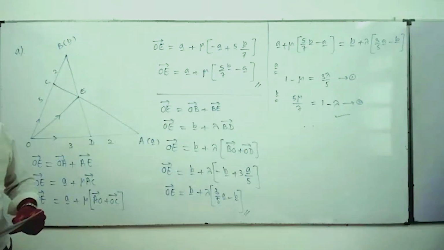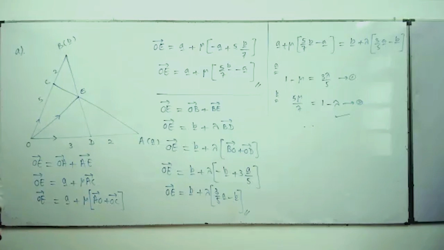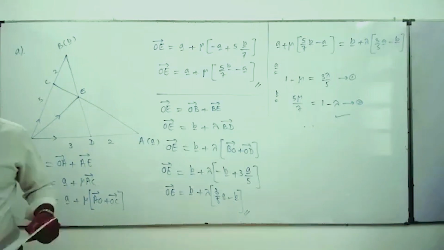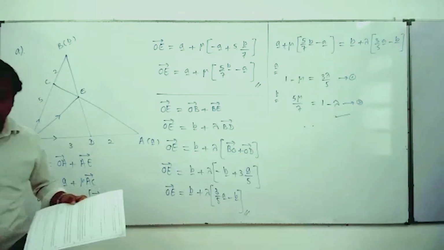Right, now let's find the position vector of E in terms of A and B. And then the final answer, yeah, I think you can do that. Okay. Now take its part B. Take part B, right?